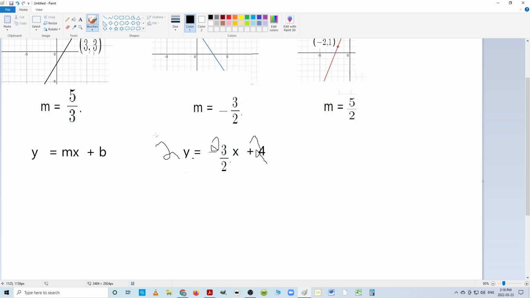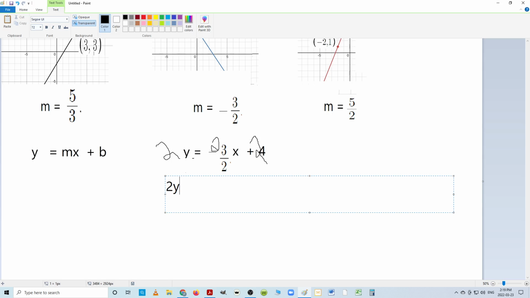And what happens here, it becomes 2y. What happens here? That 2's cancel out. I'm left with minus 3x. So far, I've got 2y is equal to minus 3x. And then what happens when that 2 multiplies the 4? It becomes 8. Suddenly, they're all on the same line. I can put this over here.